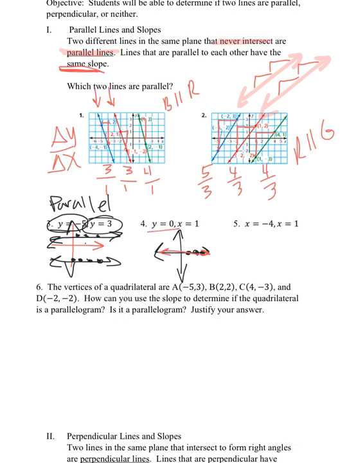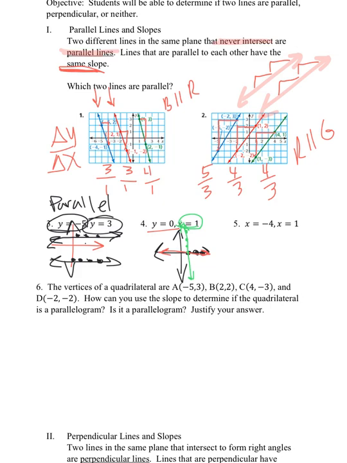And then x equals 1, you're going over 1 every single time, but up however many. Over 1, up however many. When you have x equals a value, that is a vertical line. So here, these two lines are not parallel. You see line red, which is y equals 0, is that horizontal line on the x-axis. X equals 1 is a vertical line.